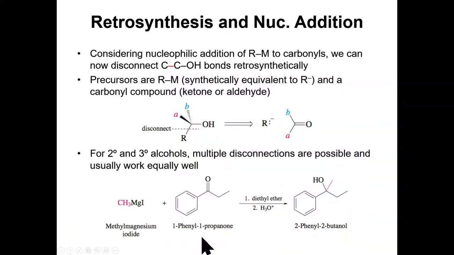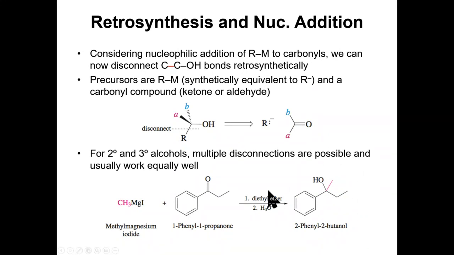Generally, if we have this kind of nucleophilic addition in mind, you can consider that in the alcohol, there are three groups connected to the carbon next to the hydroxy group, because typically this carbon is sp3 hybridized. One of its four bonds goes to the hydroxy group, and the three other groups must bond to this carbon. So you can consider one of them comes from the organometallic compound, and two of them come from the carbonyl compound. If you have a secondary or tertiary alcohol, there are multiple ways of disconnecting the molecule.